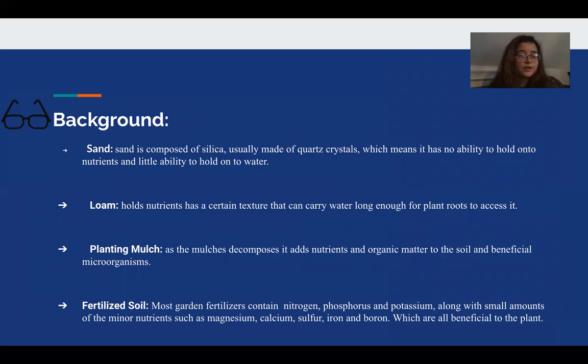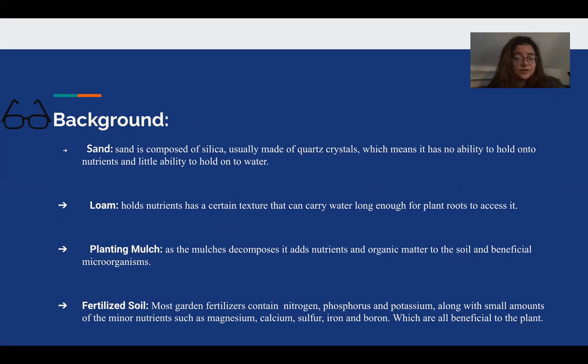Some background information. Sand is composed of silica, which is a quartz crystal. This means that it has little ability to hold water and no ability to hold on to nutrients. Loam holds on to nutrients and has a certain texture that can carry water long enough for the plant's root to access it.